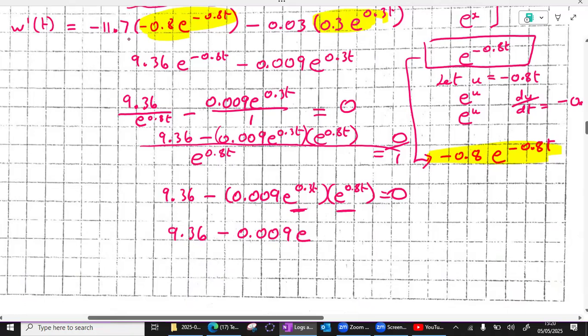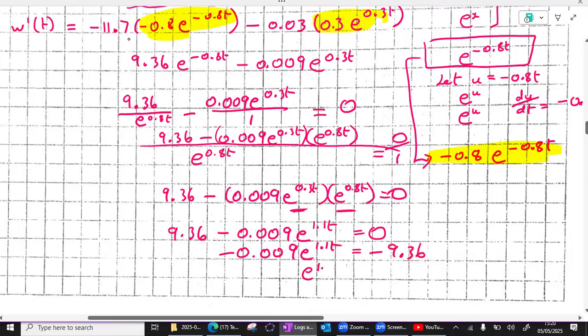Now, let's work this out. So we have 0.3 plus 0.8, so that becomes 1.1. Okay, so we have 9.36, and then this is 0.009 e to the power of 1.1t, and this is all equal to 0. So now I guess we're going to solve it. So I'm going to move it to the other side. So I'm going to move over to minus 9.36.